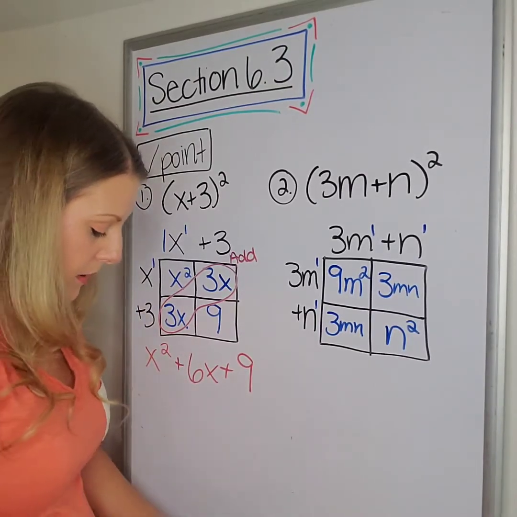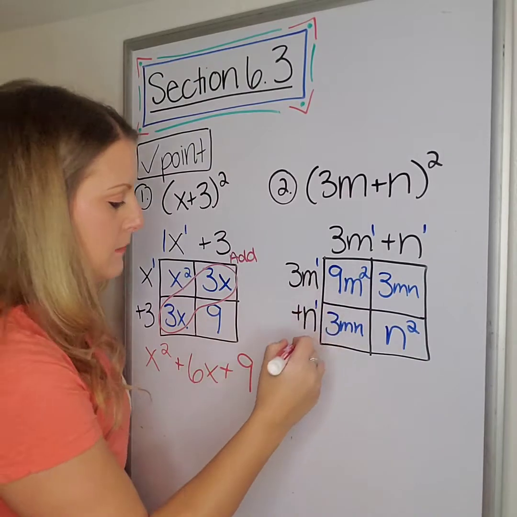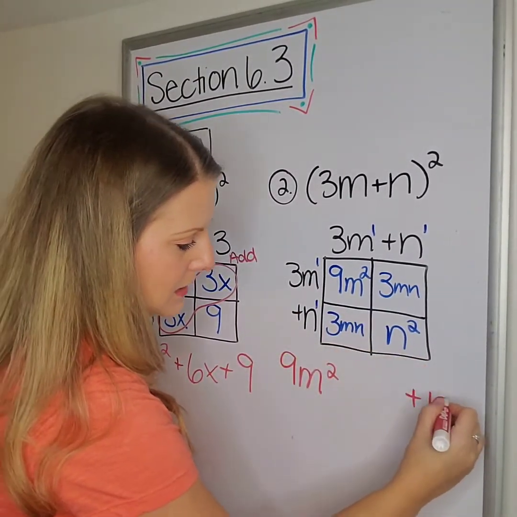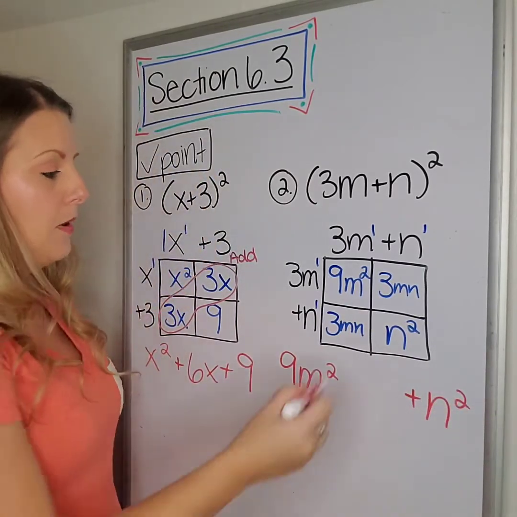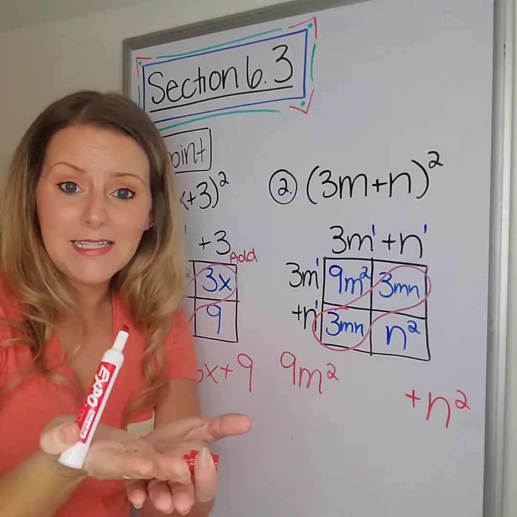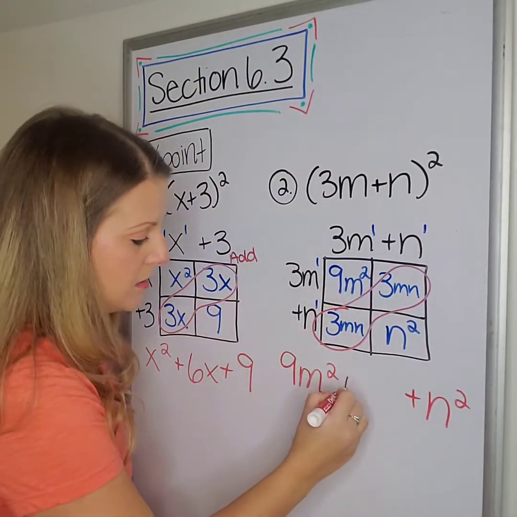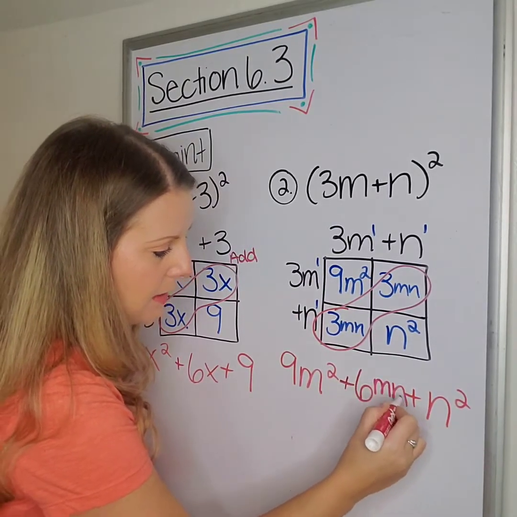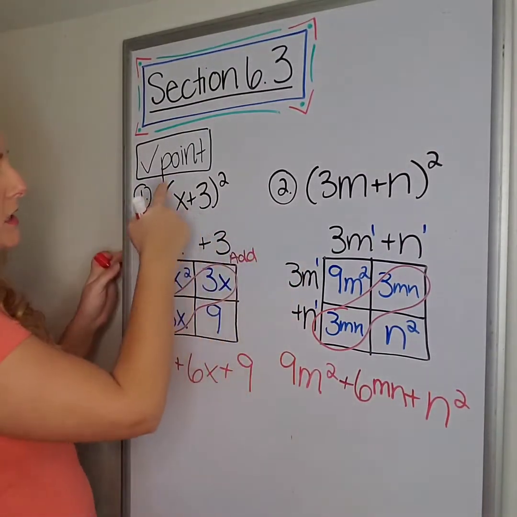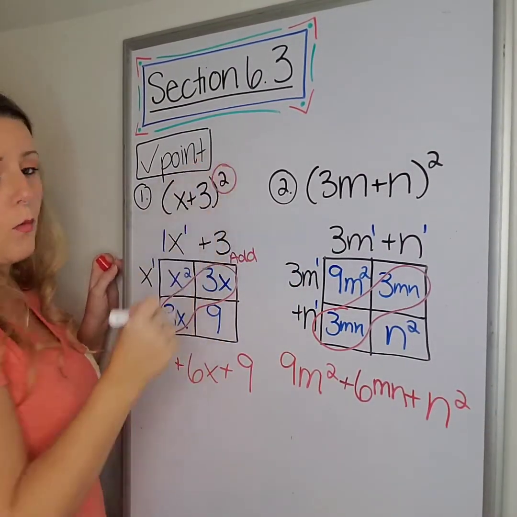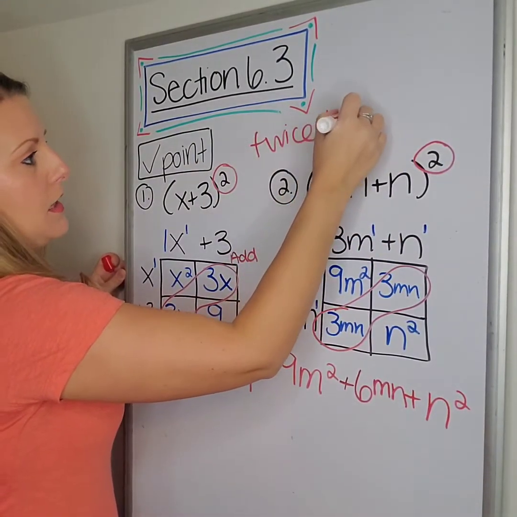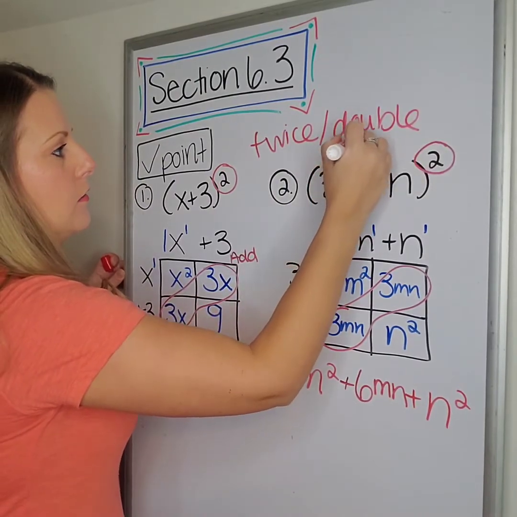So now look at what your buddies are. So we have a 9m squared with no buddy. We have a plus n squared with no buddy. But these two are buddies. They're both mn. Mn goes with mn and it stays mn. 3 plus 3 doubles to 6 and it stays mn. Another double diagonal. Okay? So anytime you see the parentheses and the whole quantity is squared, this means you're going to do it twice. And it also means it's a double diagonal.